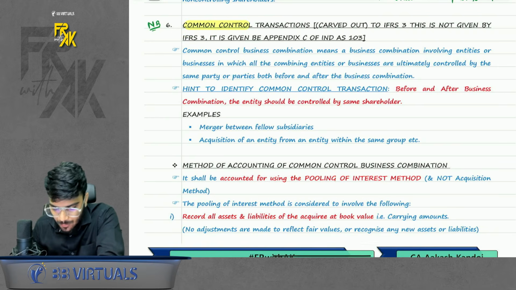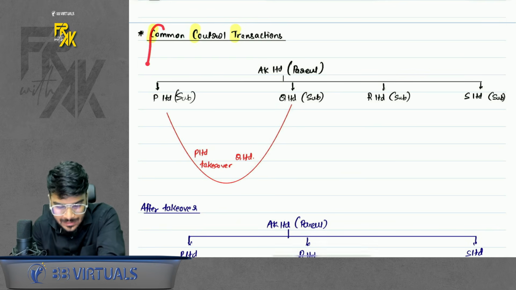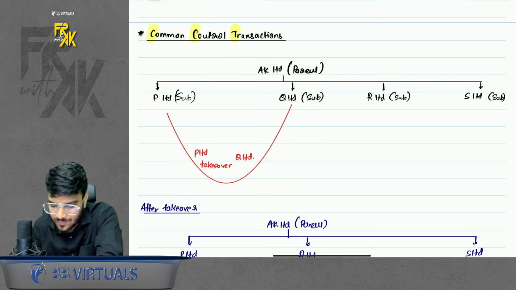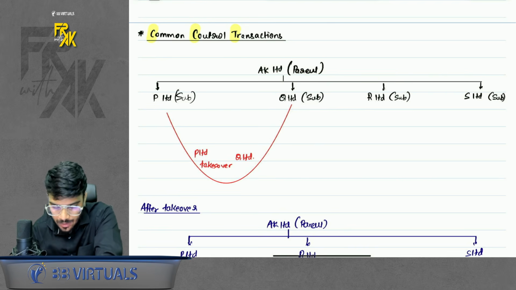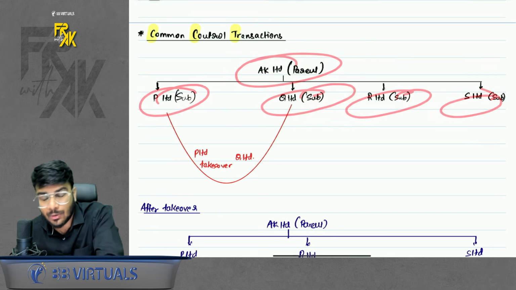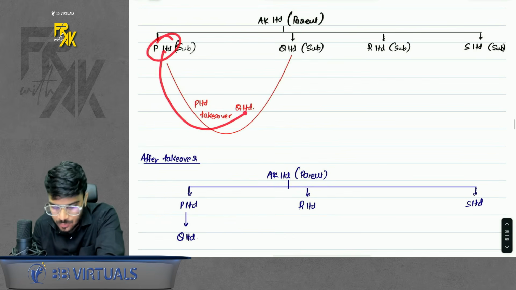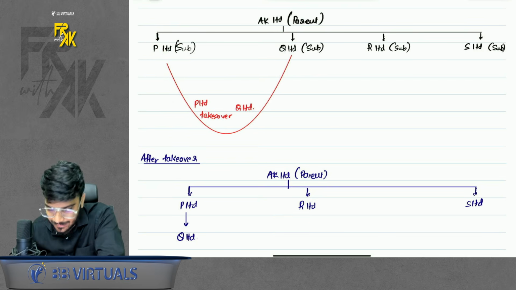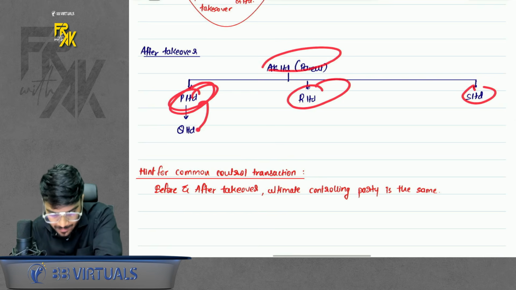Now what is the meaning of common control? In case you remember, we discussed the same in the notebook. What does it say? We have a parent company which has 4 subsidiaries, P, Q, R and S. Who is controlling these 4 subsidiaries? Of course, AK, the parent. Now just imagine what if P takes over Q? The hierarchy will be something like this. AK will have 3 subsidiaries and under one subsidiary there will be a subsidiary.